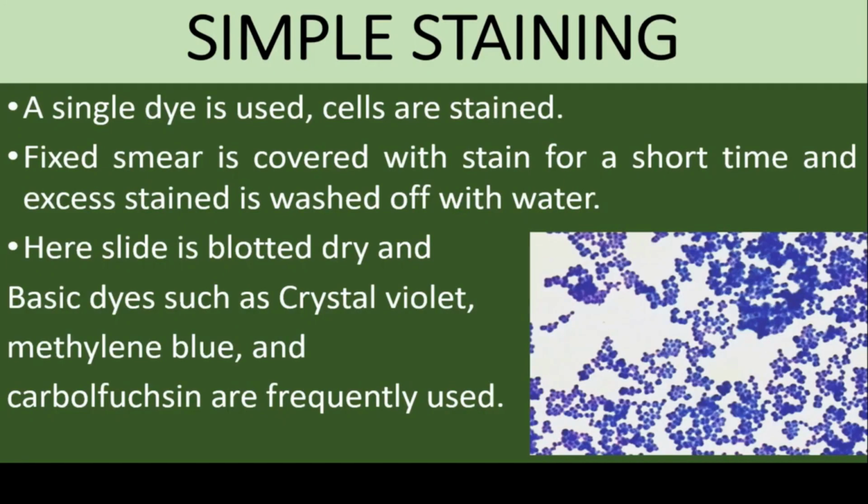Simple staining. A single dye is used and cells are stained. The fixed smear is covered with stain for a short time and excess stain is washed off with water. Here the slide is blotted dry, and basic dyes such as crystal violet, methylene blue and carbol fuchsin are frequently used. On the right side you can see the simple stained slide. This is a picture of simple staining.